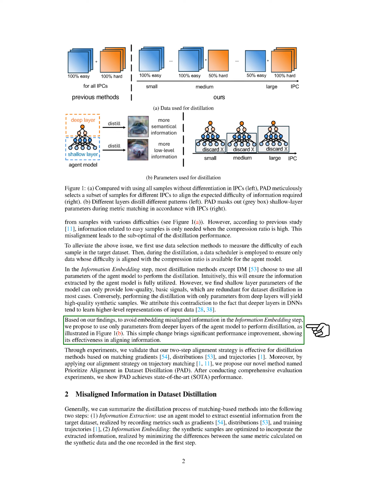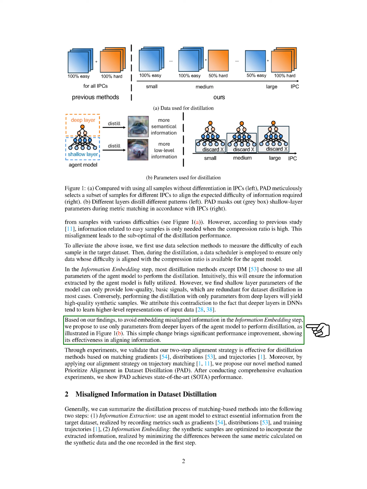Section: Misaligned Information Extracted by Agent Models. In this section, we discuss how misaligned information is extracted by agent models. During the information extraction phase, we utilize an agent model to gather data from a target dataset. Typically, existing methods allow the agent model to access the entire dataset, which means the extracted information comes from samples of varying difficulty levels. However, the expected difficulty of the distilled information changes with the information processing capacity, IPC. Smaller IPCs favor easier information, while larger IPCs should focus on harder information.